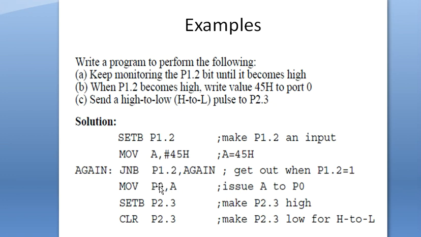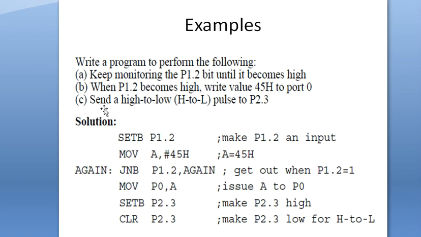The second condition is when P1.2 becomes high. When it is 0, it stays in the loop. When it is 1, it comes to the next instruction. Then they said write the value 45H to port 0. So the accumulator content, 45H, will be loaded to port 0. This is how it is done.